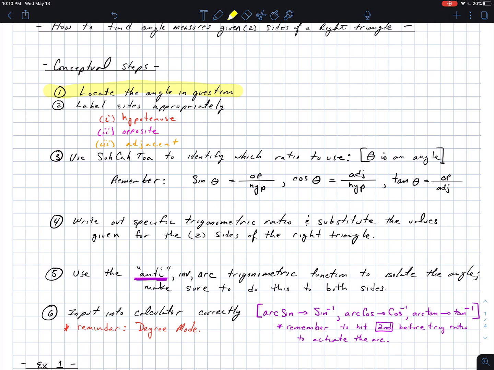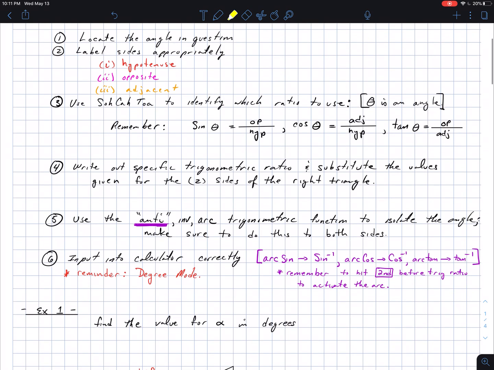question. Then you want to label the sides appropriately: hypotenuse, opposite, and adjacent. After that, you want to use SOHCAHTOA to identify which of the ratios to use. Is it the sine, which is opposite over hypotenuse? Is it the cosine, which is adjacent over hypotenuse? Or is it the tangent, which is the opposite over the adjacent?